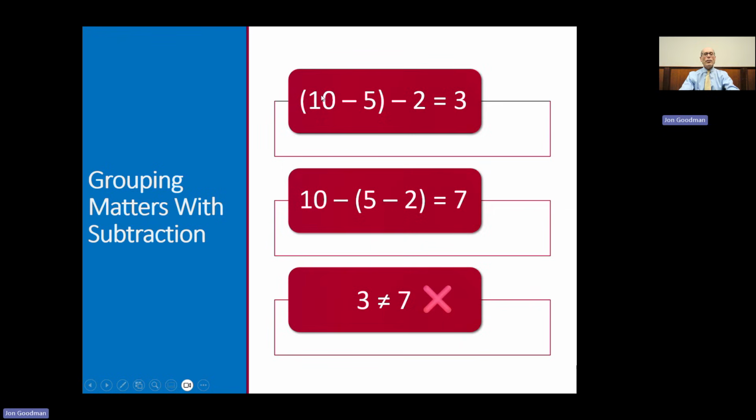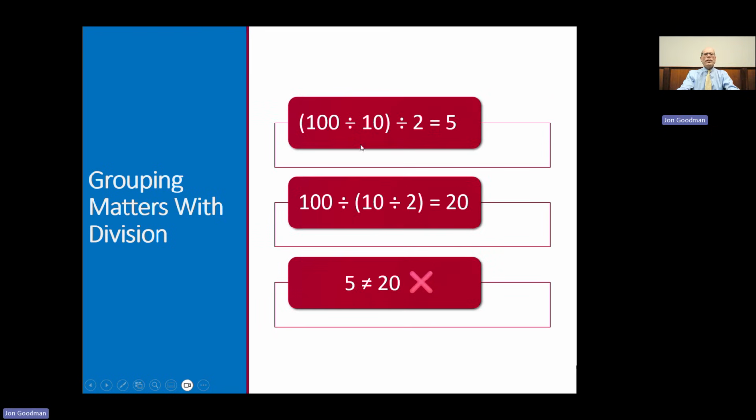Notice these three numbers are the exact same numbers: 10, 5, 2. They're in the exact same order in the formula, but the way they're grouped, the way they're sequenced, makes a difference. 10 minus 5 minus 2 equals 3. 10 minus 5 minus 2 equals 7. Grouping matters with subtraction. It matters with division.